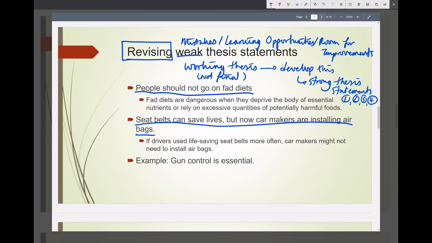Okay, let's check the first one. Here are 3 examples. Here we have people should not go on fad diets. Now, sometimes a short thesis statement can indicate that it's weak, but if you look at sentence 2, it's pretty long, but it's also weak for other reasons. But the first one, it's weak. Well, maybe there's not enough information. The controlling idea is not there. Well, we got fad diets. That's the topic. And then the controlling idea is to say, okay, well, people should not go on fad diets.